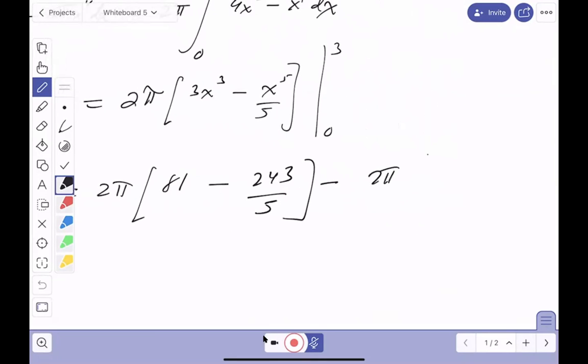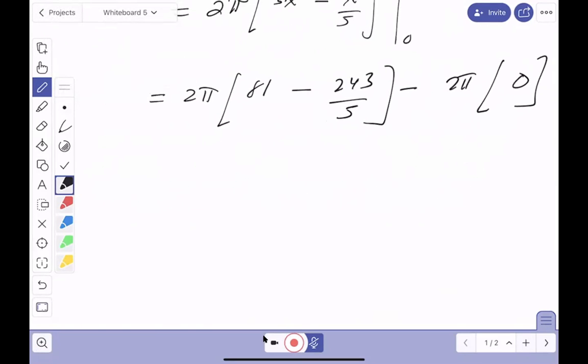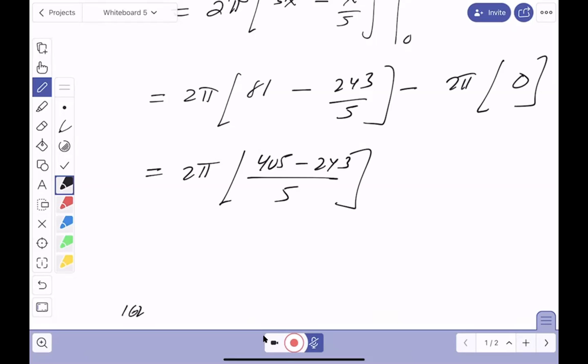That's 2 pi. It's 0. It's really not that bad. I got some work to do now, don't I? So we're going to do 2 pi. Common denominator is 5. That's going to be 405 minus 243. Let's see, 162. 162 times 2, 324.